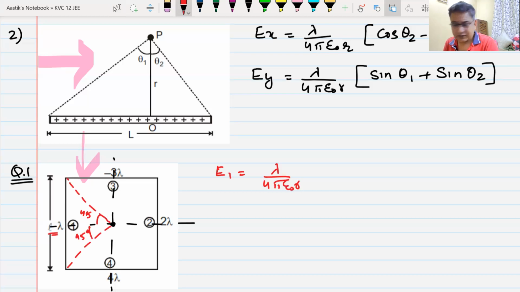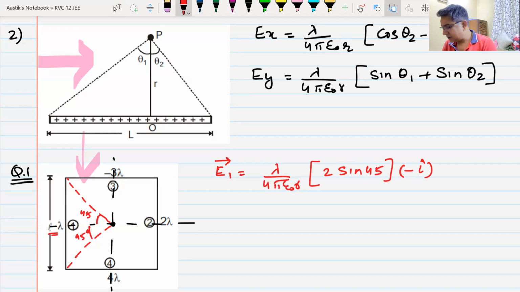The y component will cancel and the x component will be added up. Both the angles are 45 and 45. Sine 45 plus sine 45 is 2 times sine 45. Yes or no? And the direction will be along minus i. It will be towards this charge. Everyone understands this? If yes, I write this electric field in the vector form, we understand this?